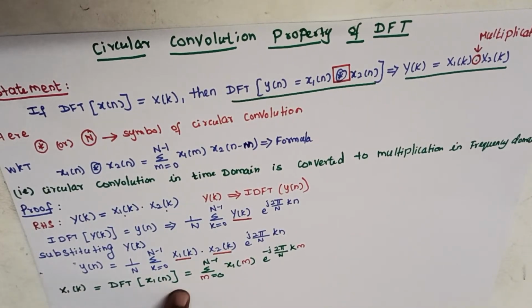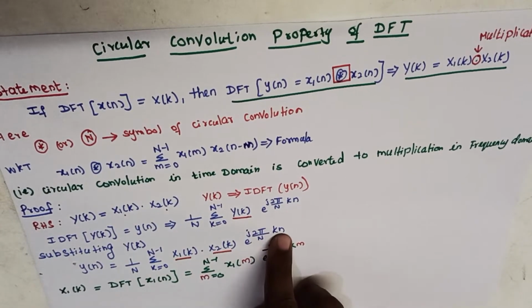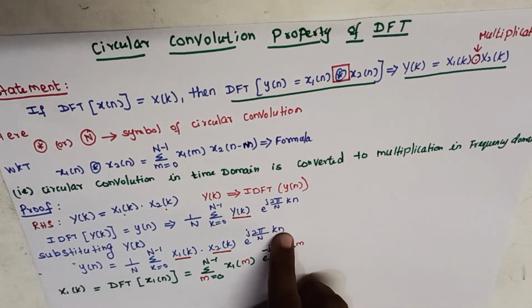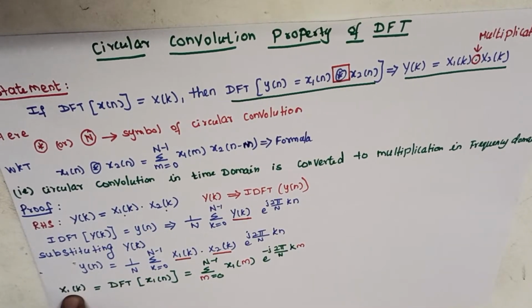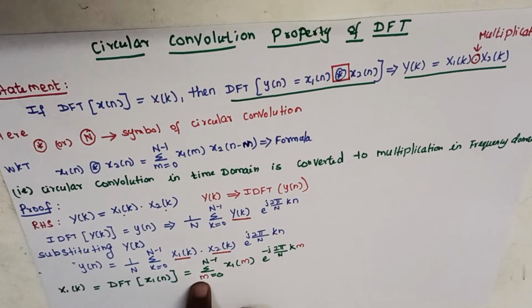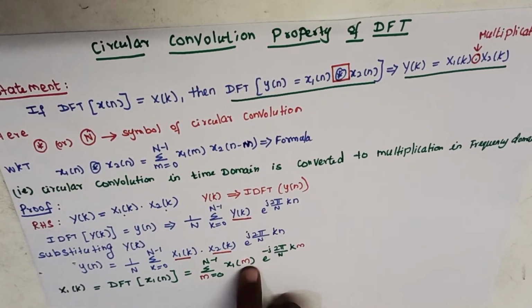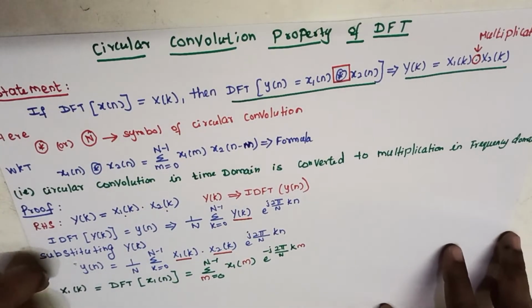If you look at this, we have already used the variable n here in this equation. That is why, for finding the DFT of x1 of k, we have used a separate variable, which is m. Okay.